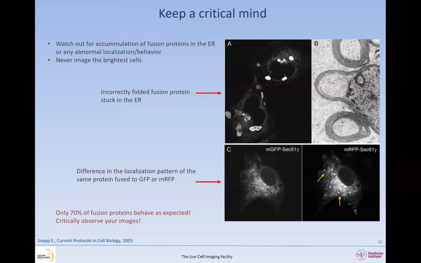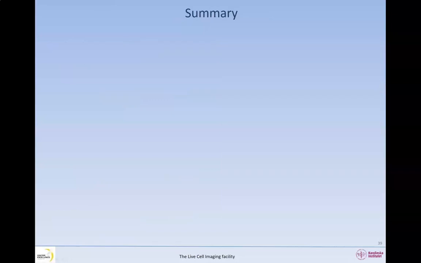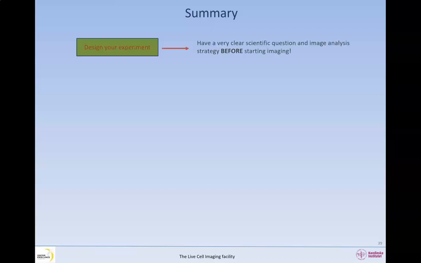So check the phenotype and localization of your fusion protein. And remember, only 70% of fusion proteins behave like the original protein. So critically observe your images. In summary, I will highlight the most important points you should pay attention to when starting a live cell imaging experiment. Have a very clear scientific question and image analysis strategy before starting imaging.